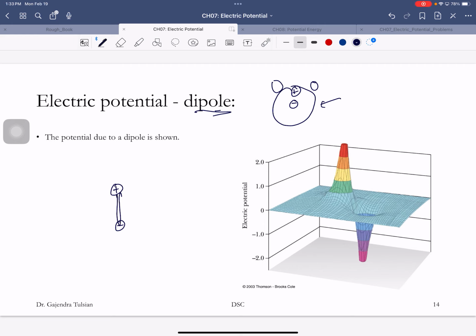Equal and opposite charges separated by a distance. What this is showing you is there's a positive charge and there's a negative charge. This is the potential around the positive charge, and the potential around the negative charge.